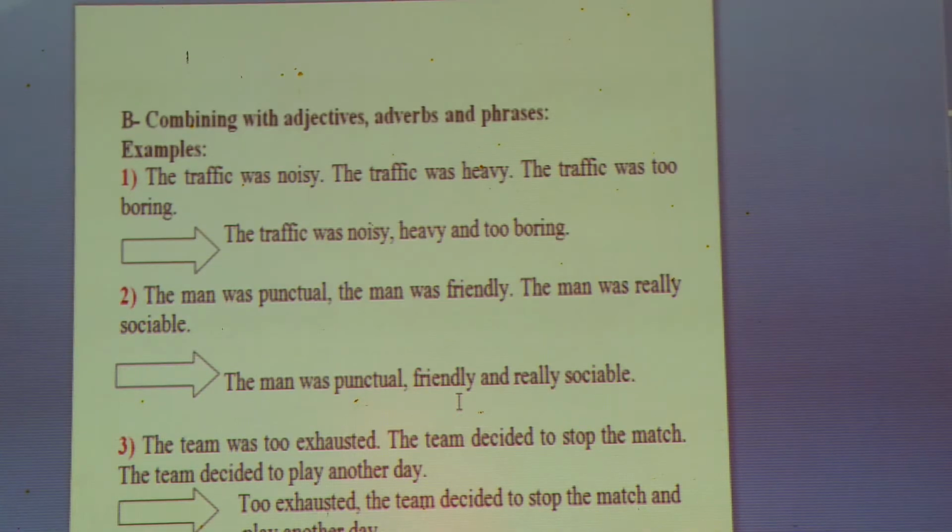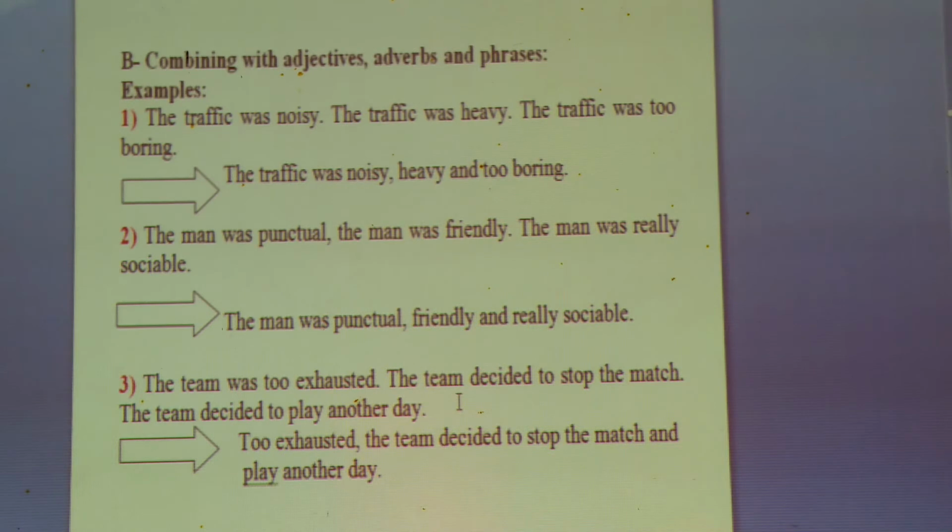Combining sentences with adjectives, adverbs, and phrases. What you have here are sentences I advise you never to use in English. Avoid repetitions like the ones we have in number 1. The traffic was noisy, the traffic was heavy, the traffic was too boring. This is not a correct sentence in English. The right way to say it is: the traffic was noisy, heavy, and too boring. The same for number 2. The man was punctual, the man was friendly, the man was really sociable. The correct form is: the man was punctual, friendly, and really sociable.